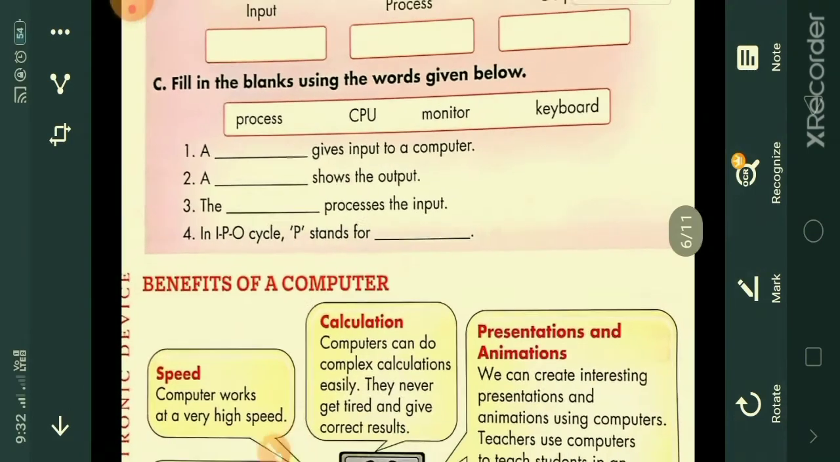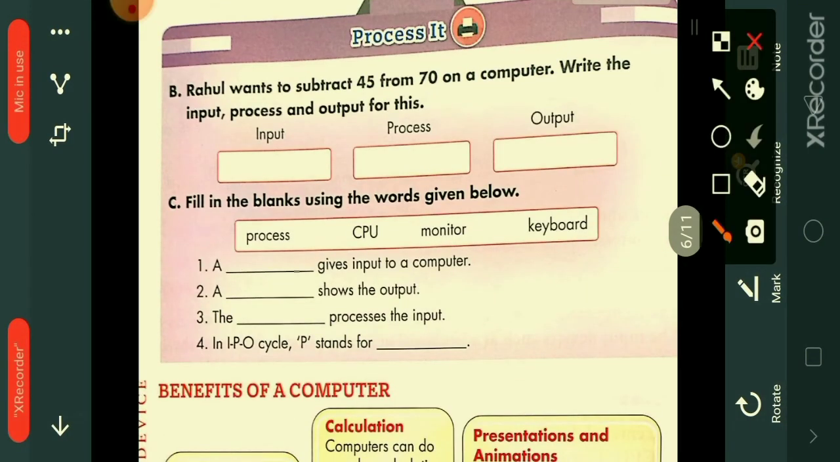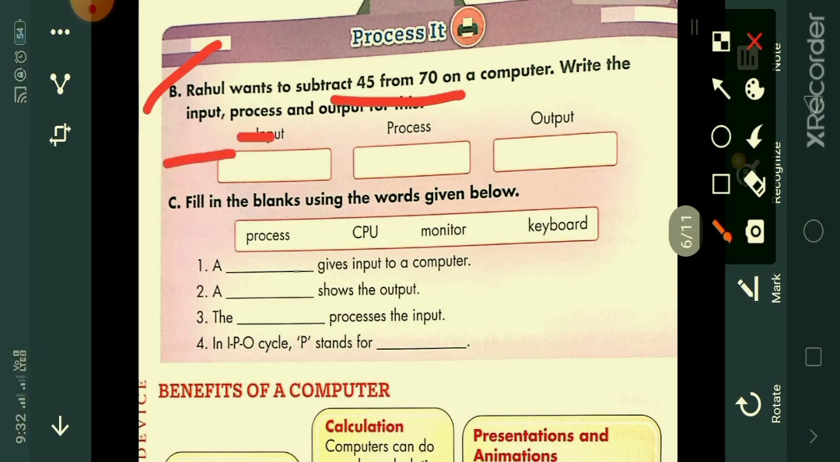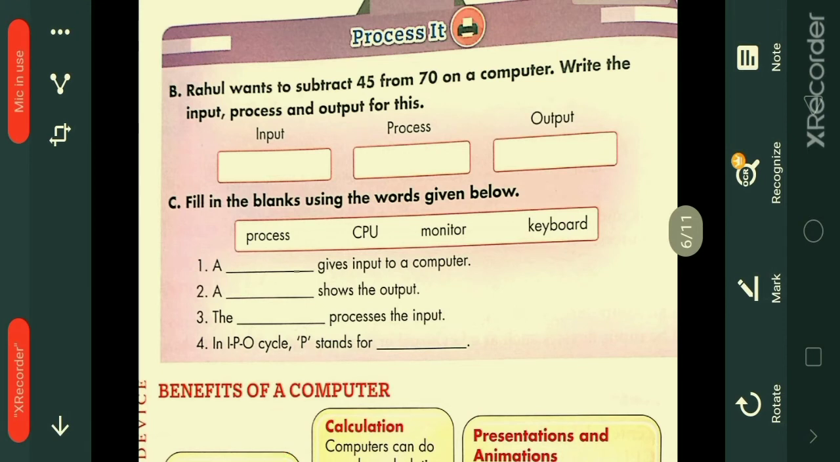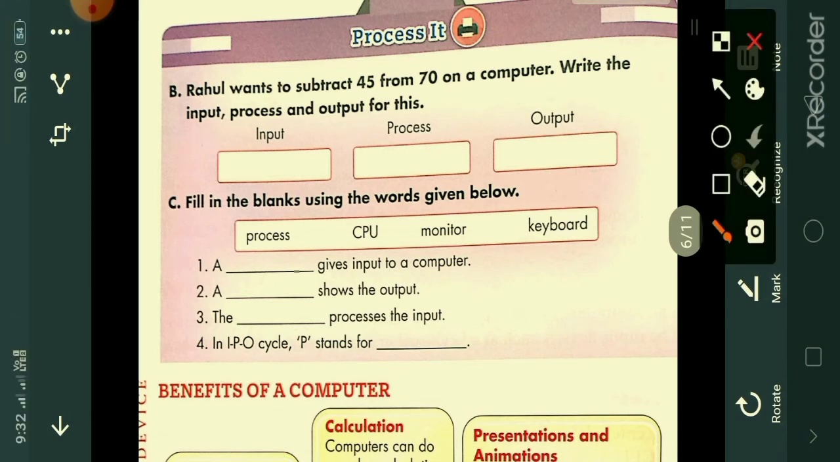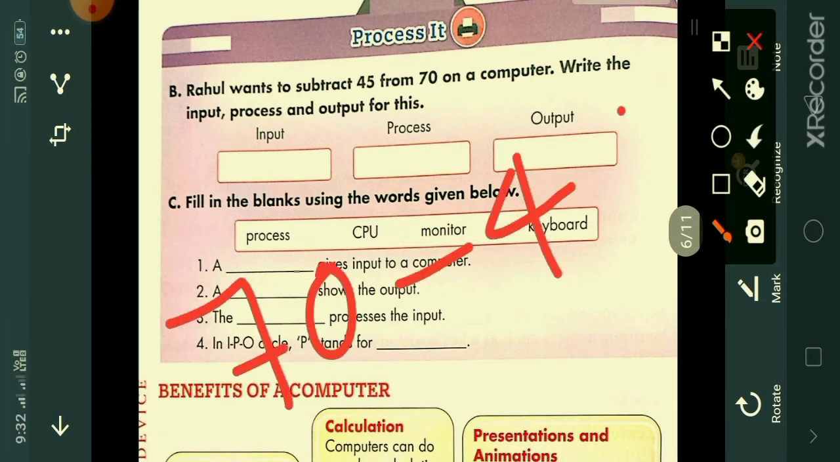Here is the assignment for you guys. I'll explain it, then you can write and submit to me. Rahul wants to subtract 45 from 70 on a computer. Write the input, process, output for this. So Rahul wants to subtract 45 from 70. Now what are the inputs to your computer and what is the process here and what is the output?